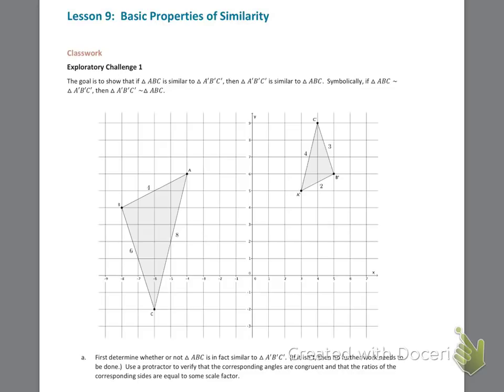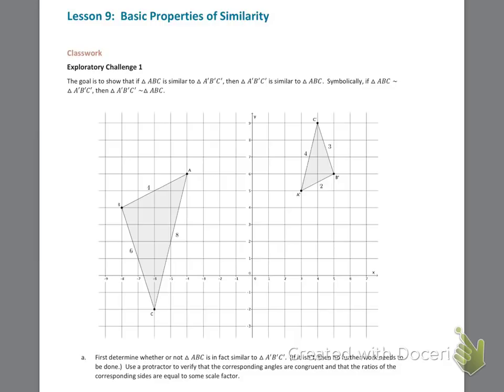Okay, so what we're going to do is use this diagram, and we want to first check whether these are similar triangles. So we need to check the angles, because all the angle measures should be the same, and all the corresponding side lengths should have the same ratio. And so they should be equal to some scale factor.